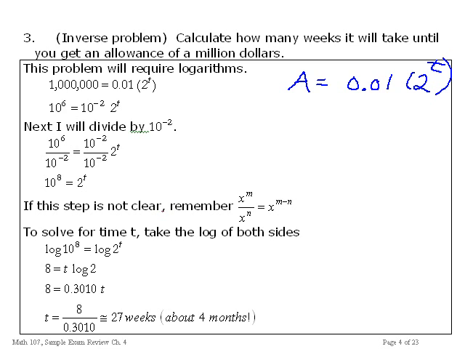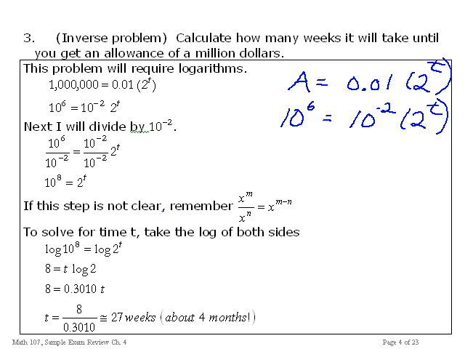Now the question is, how many weeks until you get an allowance of $1 million? This is why everything has to be in dollars. What does $1 million look like? Well, it's 10 to the 6th, if you remember that. Or you could write it out with a whole bunch of zeros, but I'm going to write it as 10 to the 6th. And this is, what is that anyway? It's 10 to the minus 2. Helps to know your exponents. Times 2 to the t. So this is good practice with those exponents.